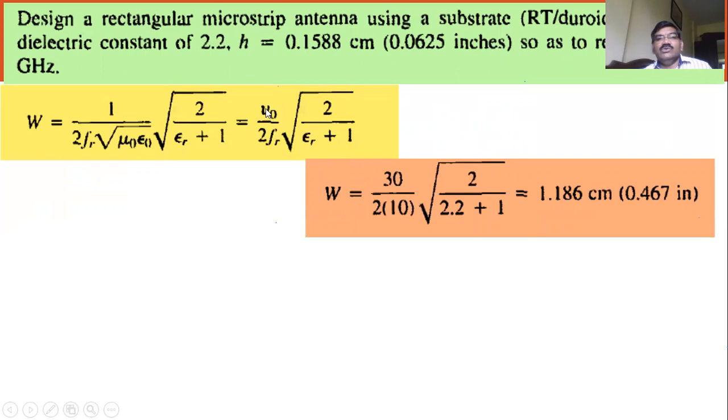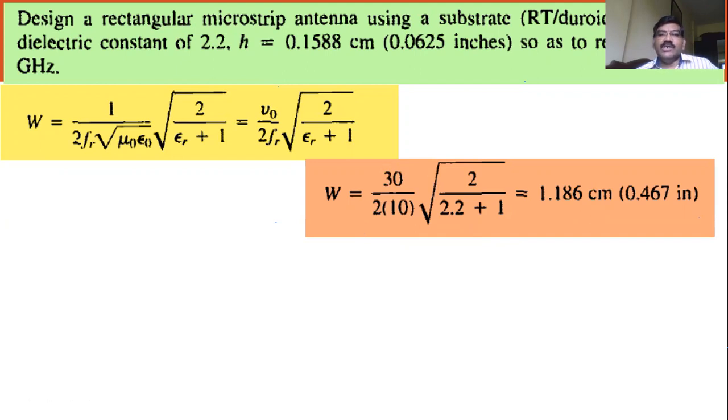So you put the values. W equals 3 into 10 to the power 8 meter per second, upon 2 into 10 gigahertz. 10 gigahertz means 10 into 10 to the power 9. Here it is 8 and here it is 9, so you can cancel the 10 to the power 8, and it remains as 30. Then 2, you can put a 2, epsilon R is 2.2 plus 1. You do this calculation, and you will get the result in meters. It is simplified for understanding purposes, that is in centimeter. Please be very cautious about the unit.